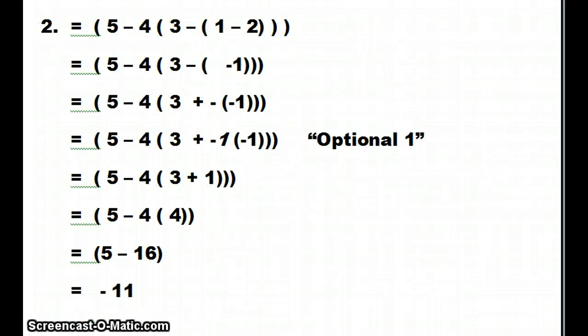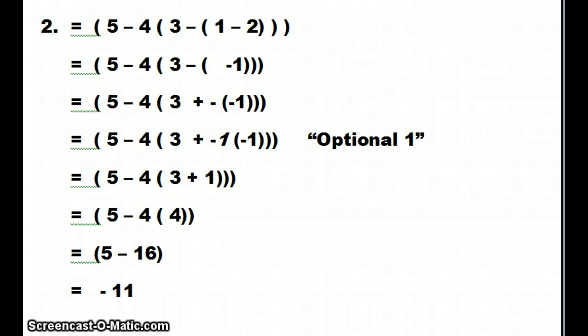Our next example has a whole bunch of nesting. On this one, we want to work from inside out. As we read across, we see open parentheses, open parentheses, open parentheses, and then finally a closed parentheses. Working from inside out means going to where we have the parentheses 1 minus 2. We do that and we replace it by a minus 1. Then we back out and we have 3 minus a minus 1, which is really 3 plus 1. And 3 plus 1 gives us a 4.